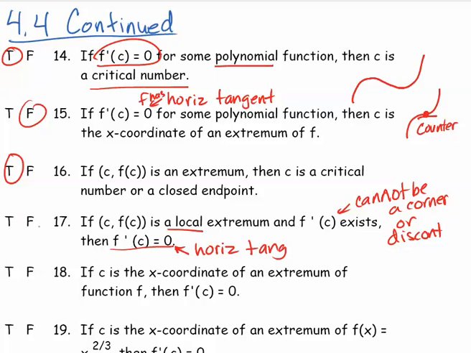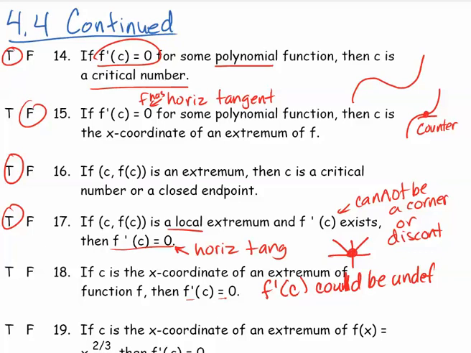So 17 is true. In 18, if c is the x-coordinate of an extremum of a function f, then does f prime of c have to equal 0? No, f prime of c could be undefined. A good example would be our absolute value function. Doesn't it have an absolute minimum right there at the corner where the derivative does not exist? So I think we'd have to go with false for 18.